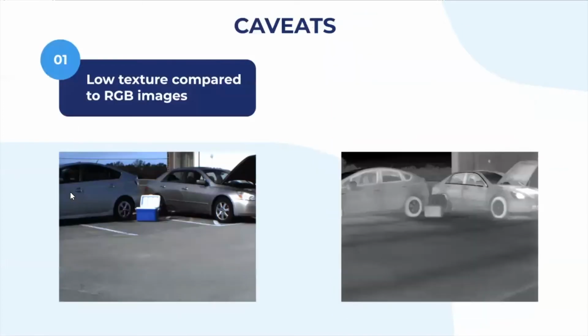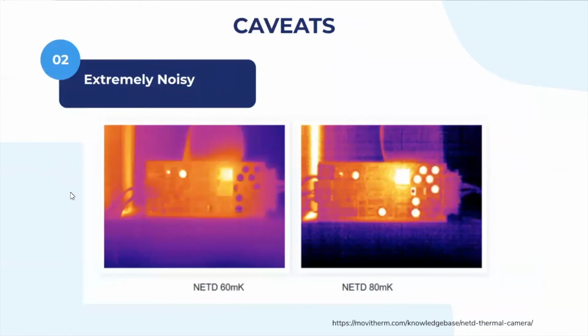But despite this, there are a lot of caveats which we came across with respect to the IR images. First is that they are very low textured as compared to the RGB images. As a result, feature extraction becomes an issue while using convolution layers of a neural network. Second, they are extremely noisy. As you can see here, if the noise equivalent temperature difference of the thermal cameras changes even slightly, there is a huge impact on the quality of measurement.